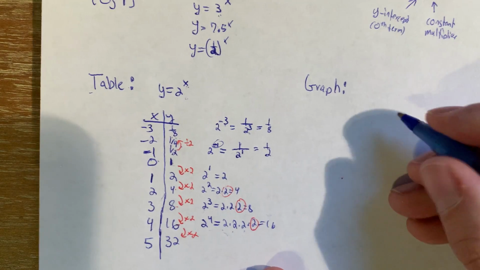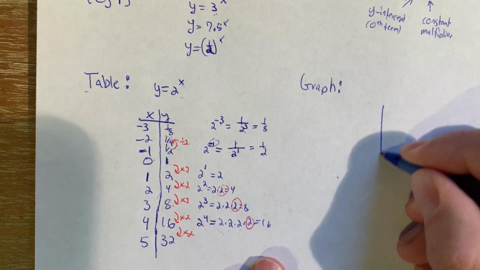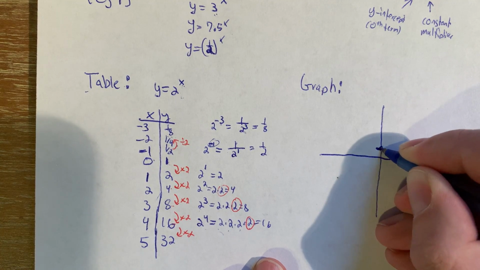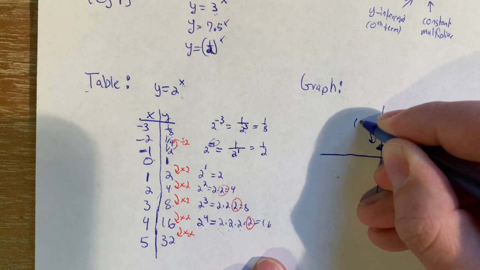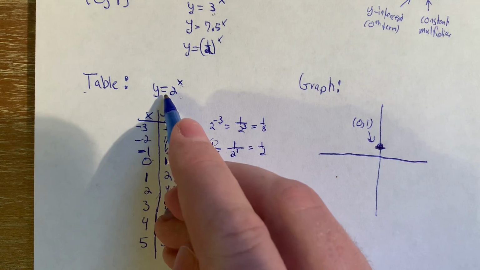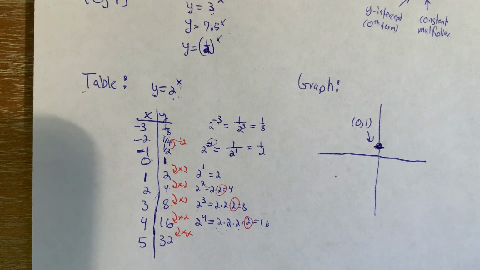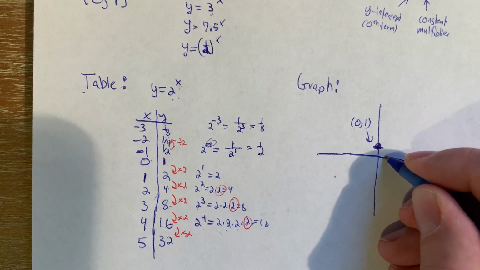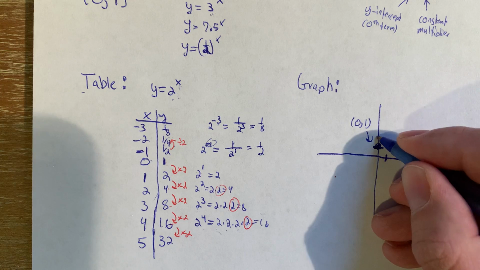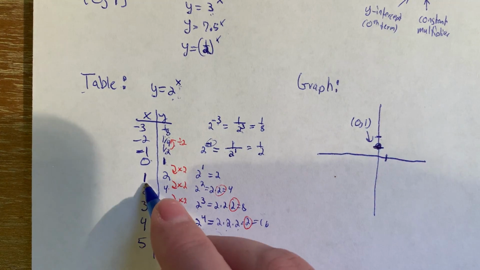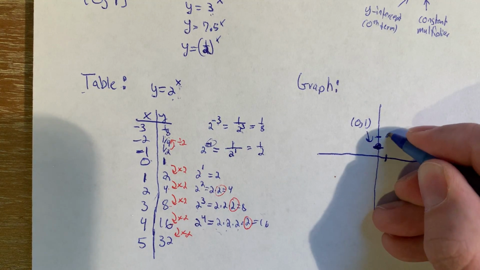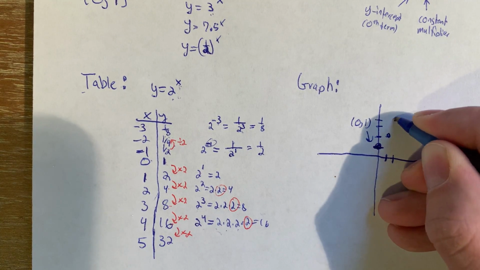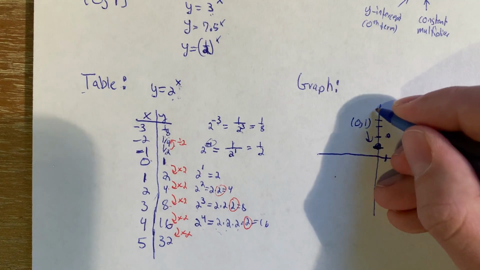Now, let's look at what these graphs are going to look like. For the parent function, there will always be a point at 0, 1. If there's just some number to the x, it will have a point at 0, 1 because anything to the 0 power is 1. Let's do 2 to the x here. As you go to the right, we had a point at 1, 2. And then we have a point at 2, 4. Then we have a point at 3, 8.